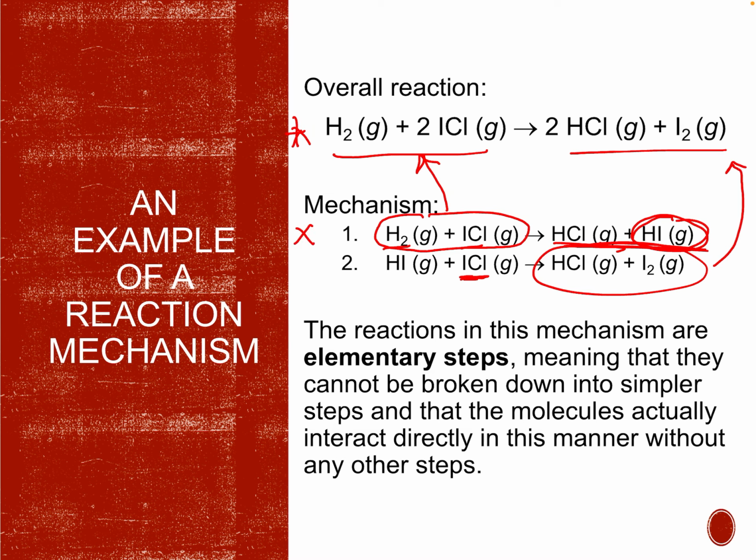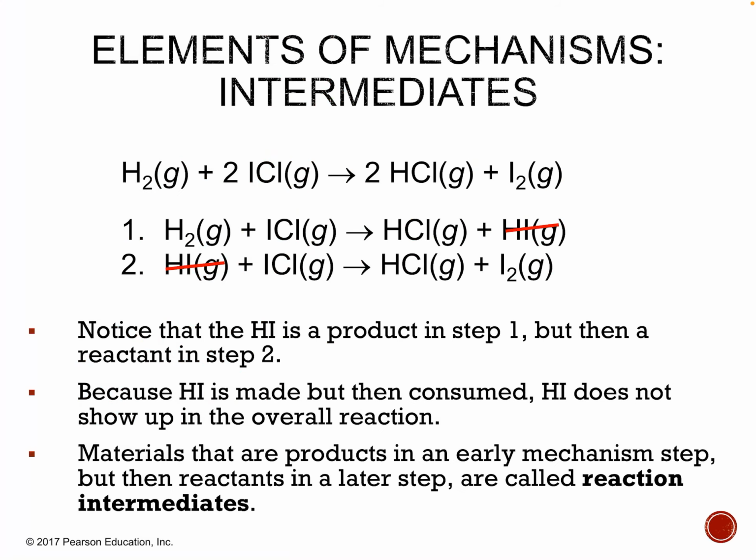So these are called our elementary steps. Okay, this is our overall reaction, and these are our elementary steps. So the elementary steps can't be broken down into simpler steps, right? These elementary steps are as basic as it gets. They're showing exactly what happened, what reacted with what in what order, okay? It's going to show all the molecules that actually interact. There's no other hidden steps that aren't happening, okay?